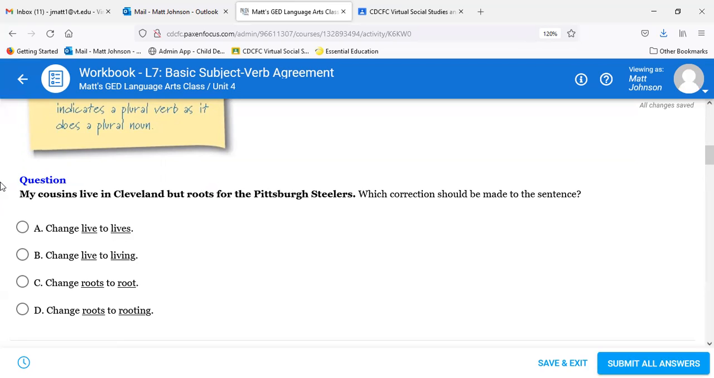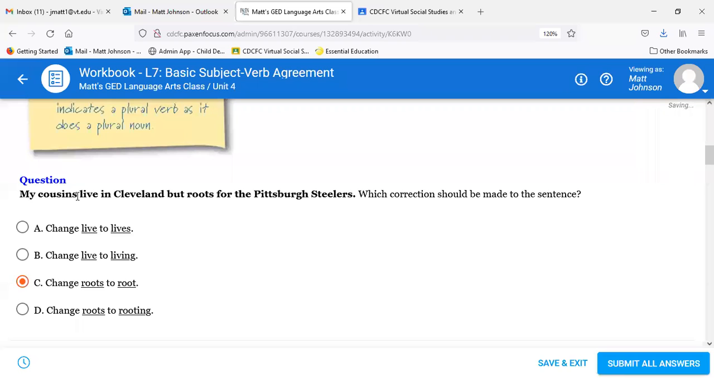My cousin live in Cleveland, but root for the Pittsburgh Steelers. Which correction should be made to the sentence? A, change live to lives. B, change live to living. C, change root to roots. D, change root to rooting. Is it A? It's C, change roots to root.